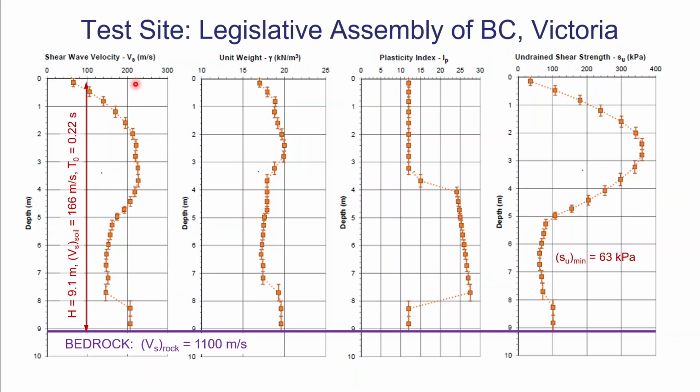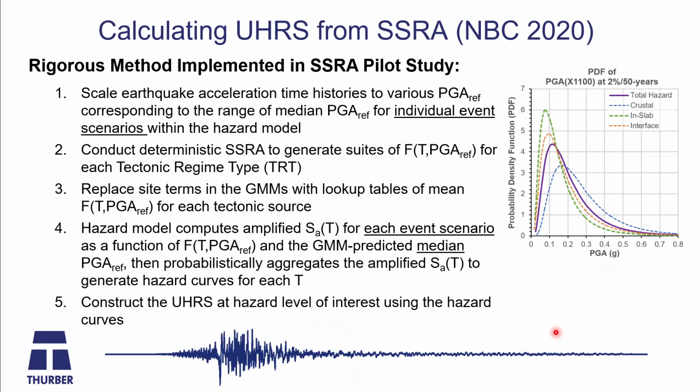And you can see here, both looking at the shear wave velocity profile and the undrained shear strength profile, that this is a very stiff to hard desiccated crust down to about 5 meters deep over top of a stiff clay with a minimum dynamic undrained shear strength of around 60 kPa, and then jumping up to bedrock, which for this study we used 1100 meters per second to characterize the shear velocity of the rock.